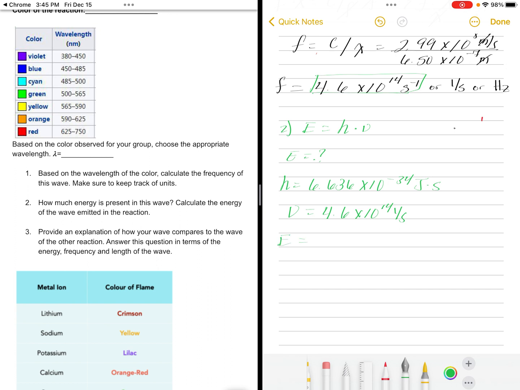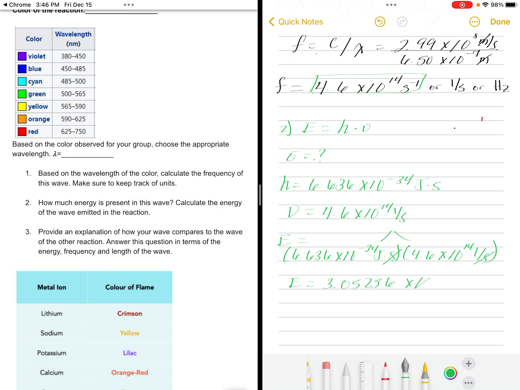Energy is equal, and I'm going to put it down here below, Planck's constant, 6.636 times 10 to the negative 34, joules times seconds. Then I'm going to multiply that by 4.6 times 10 to the 14th, 1 over seconds. In this case, seconds cancel, and I just multiply the values. Now, I didn't have you do this by hand, I had you do it by calculator. So you literally just have to plug it into the calculator and get the answer. So the energy of this wave is equal to the product of these two numbers here, and I ended up with 3.052.